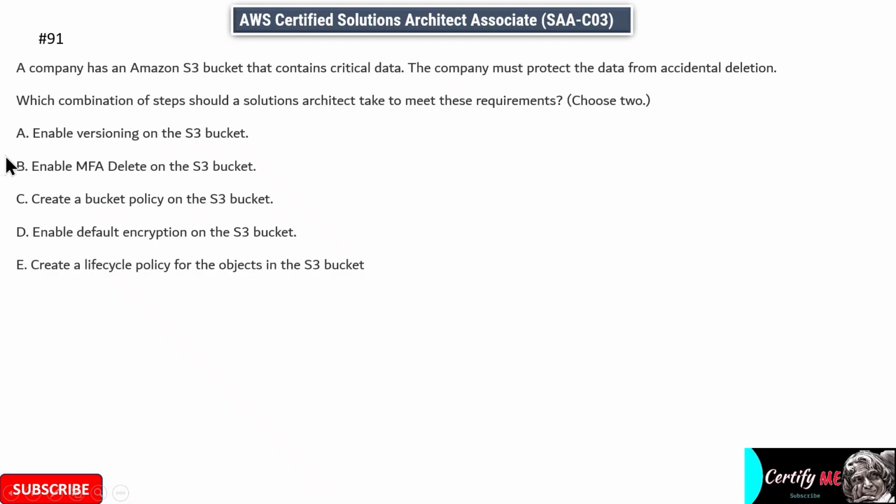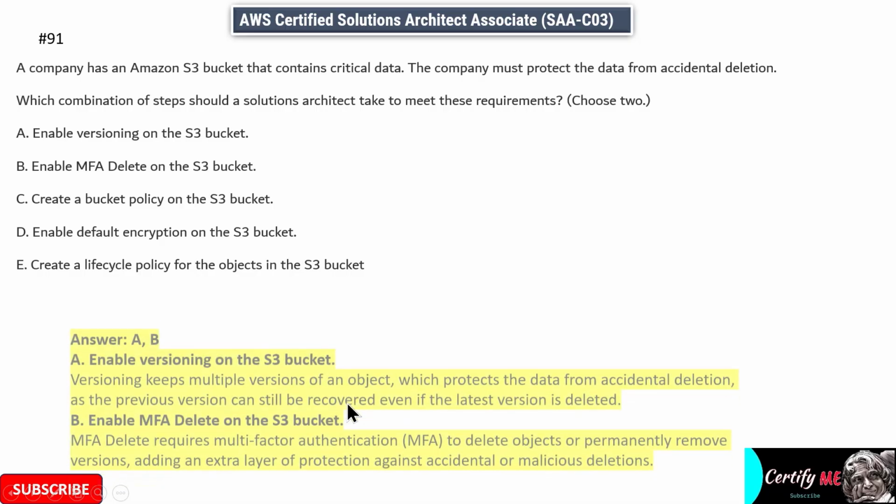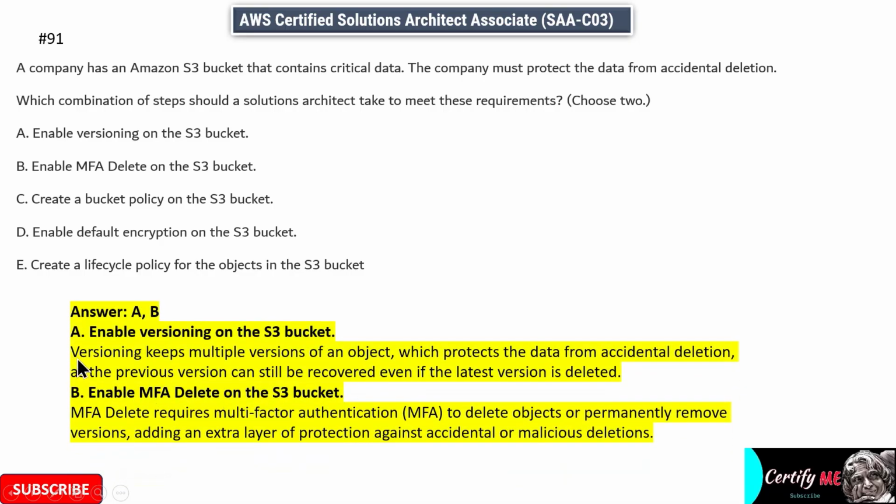The correct options are option A and option B. First option, versioning keeps multiple versions of an object, which protects the data from accidental deletion, as the previous version can still be recovered even if the latest version is deleted. And the second one, option B, MFA delete requires multi-factor authentication to delete objects or permanently remove versions, adding an extra layer of protection against accidental or malicious deletions.